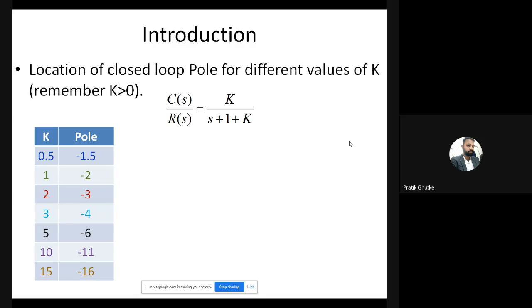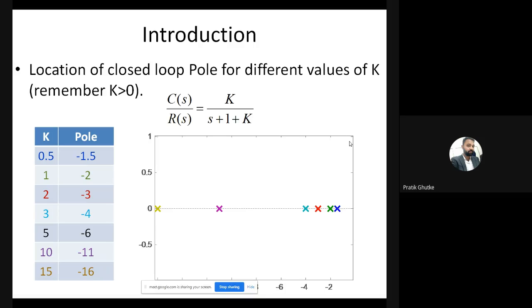The closed loop poles for different values of K. So K should be varied from 0.5 up to say 15. So I can vary K from 0.5, then 1. Then what will be my poles? Regarding that, a table has been drawn.